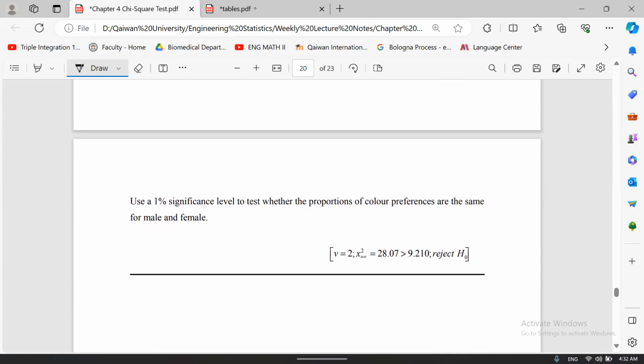As you see here, use a 1% significance level to test whether the proportions of color preferences are the same for male and female. If it's the same for male and female, that's H0. What if it's different? It's H1. That's how to write down the null hypothesis and the alternative hypothesis. And this is alpha, which is 0.01.